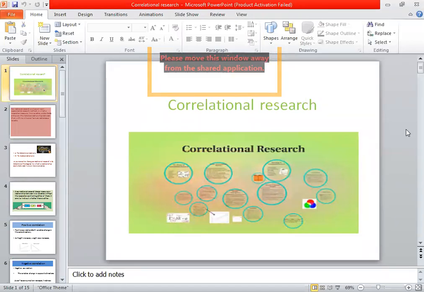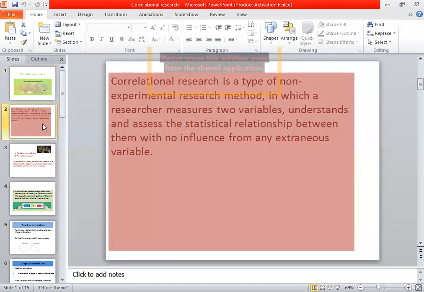Okay, so correlational research. What is correlational research? This is a very simple type of research. Correlational research is a type of non-experimental research method in which the researcher measures two variables, and understands and assesses the statistical relationship between these variables with no influence from any extraneous variable or any other variable.